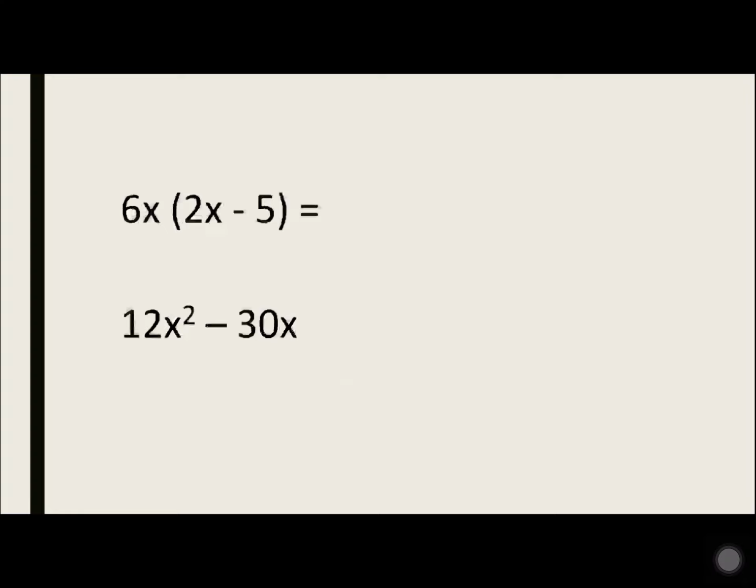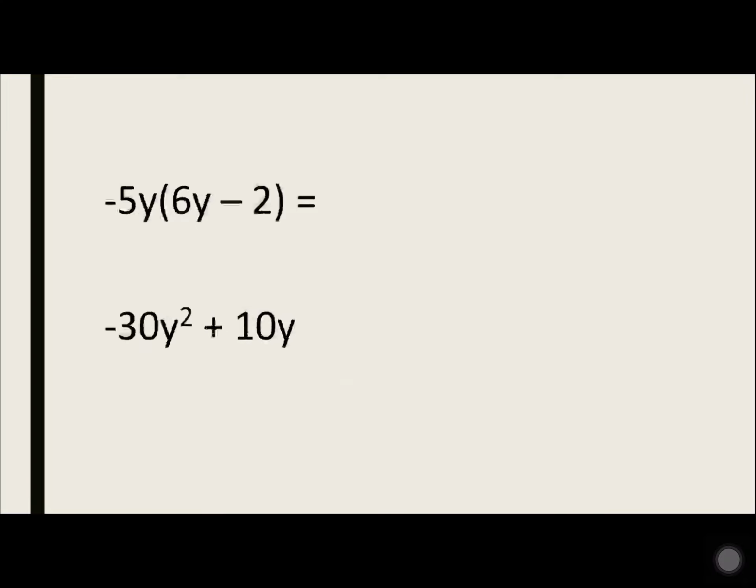Now what if we have letters? Do the same thing. 6x times 2x is 12x squared. 6x times negative 5 is negative 30x. Negative 5y times 6y is negative 30y squared. Negative 5y times negative 2 is positive 10y.